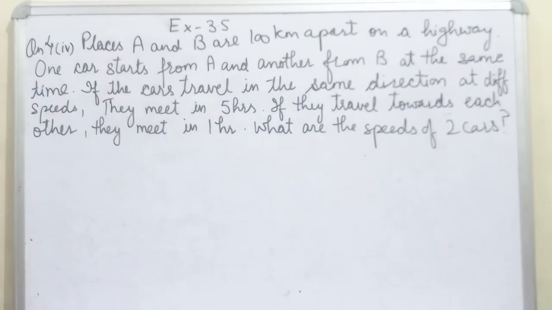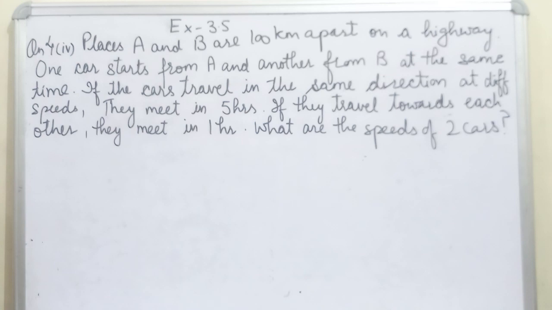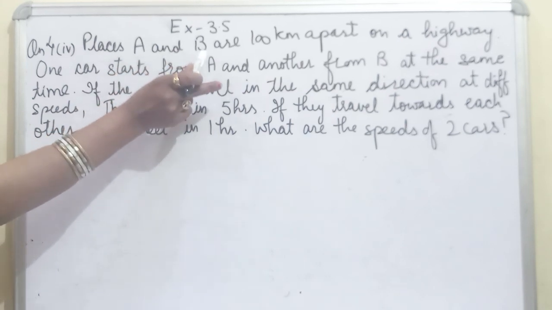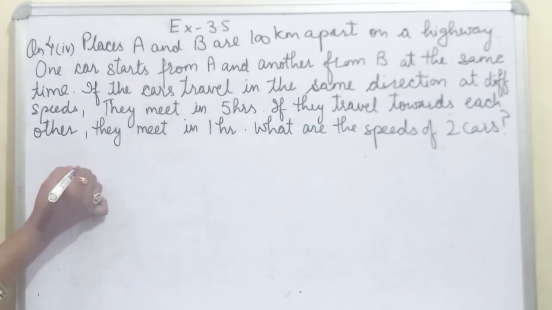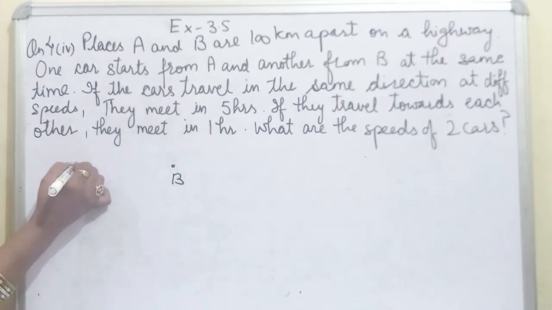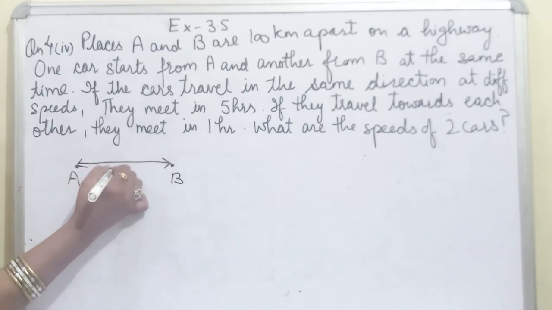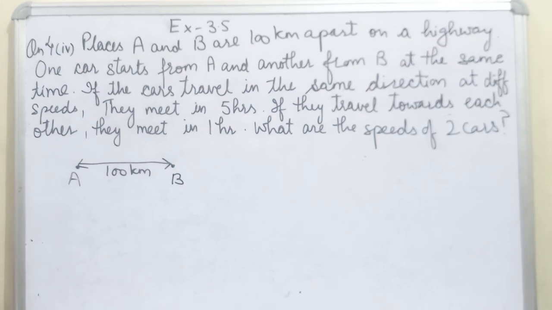Okay, now we'll do question number 4, part 4 from exercise 3.5. Let us see first the question and then we'll see the solution. Places A and B are 100 kilometer apart. Suppose this is place A and this is place B. So according to the question, they are 100 kilometer apart, right?